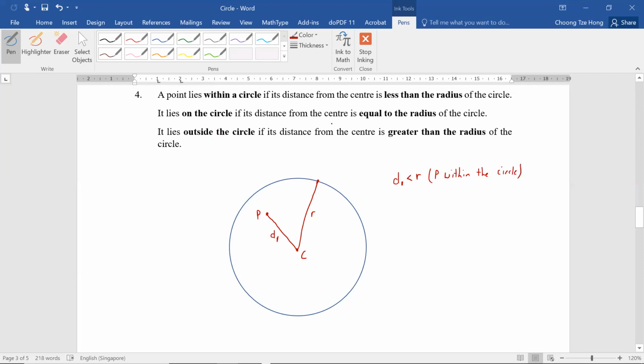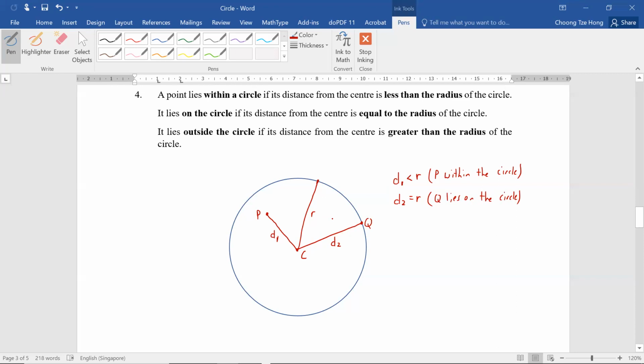What if it lies on the circle? It lies on the circle if its distance from the center is equal to the radius. Let's say you have another point Q over here, and this distance, let's call it D2. If D2 equals R, then it means that Q lies on the circle, if the distance to the center is the same as the radius.